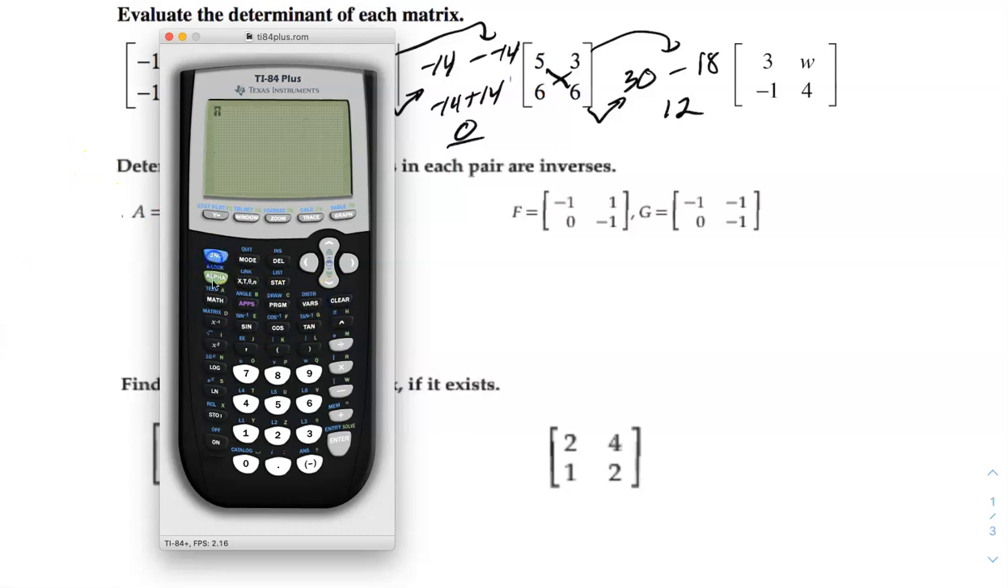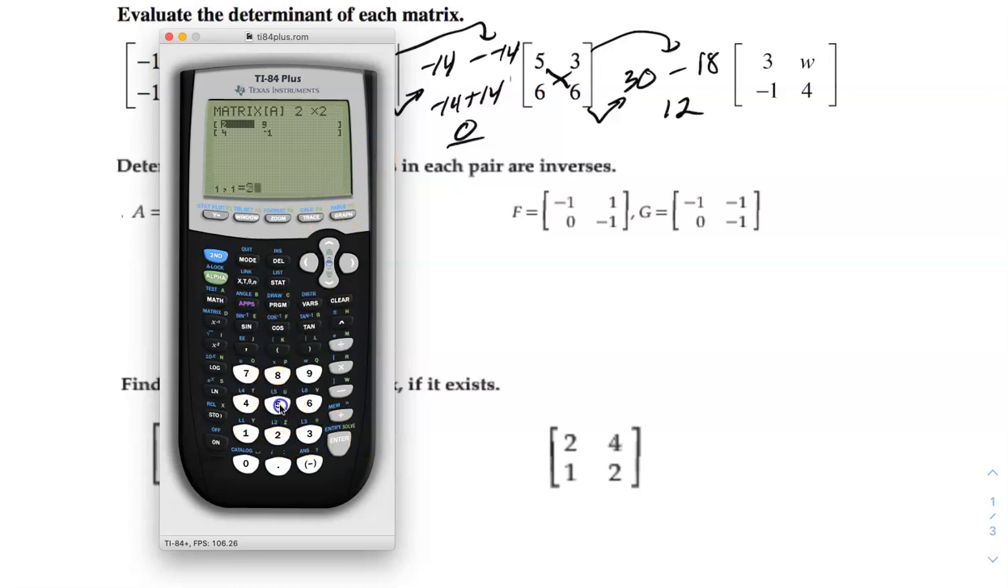Second matrix. Now these matrices, a lot of people ask how do you delete them? It's not worth the trouble. You have to go into the system and delete. It's not worth it. Just write over it. It's the easiest way to do it. Or just reset your calculator if you want.